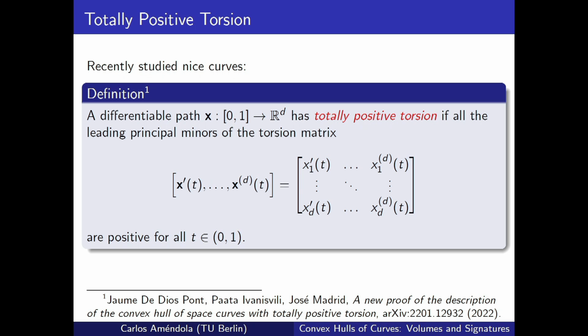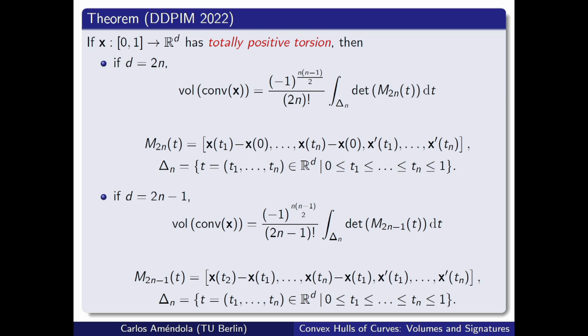They say a path has totally positive torsion if the matrix that you form by taking all the higher order derivatives, up to order d, giving a d by d matrix, has all its leading principal minors positive. So this is a positive definite matrix, and then they call this totally positive torsion. One of the things they prove in this paper is precisely some closed form formulas for the volume of the convex hull of such a curve. And you can see the form that they take.